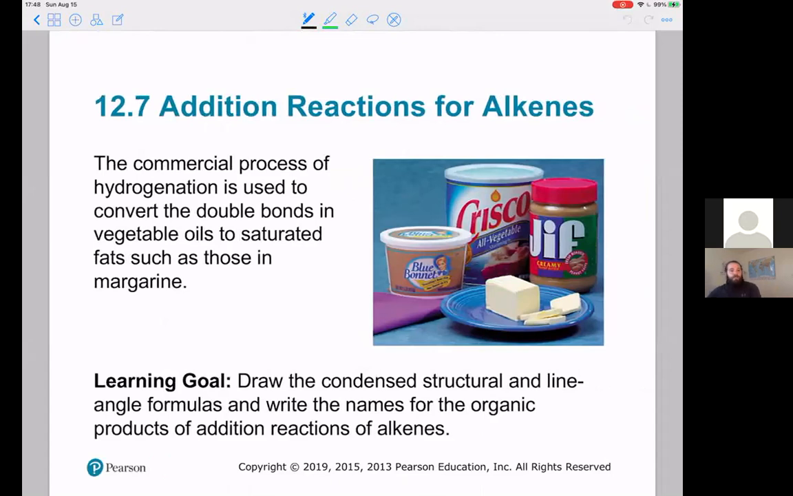Okay, so now reactions of alkenes, and specifically they're called addition reactions of alkenes. These are actually something that's commonly used. The hydrogenation of alkenes to create saturated fats is something that occurs in peanut butters and butter and all that good stuff.